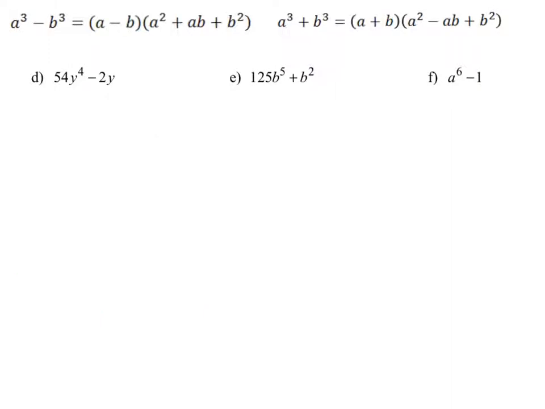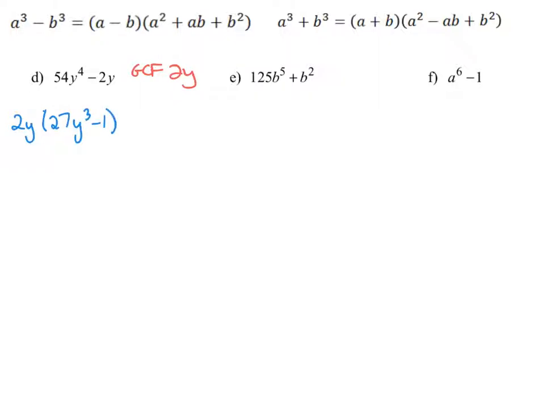In example D, we have 54y to the fourth minus 2y. Now this doesn't look like either a difference of cubes or a sum of cubes. So we need to do something first before we try to apply any of those model equations. I notice right away that both of these terms are even and they both have a common y. So we need to first factor out the GCF of 2y. So factoring out a 2y from both of those terms, it's like dividing out a 2y, and that gives us 27y to the third minus 1.